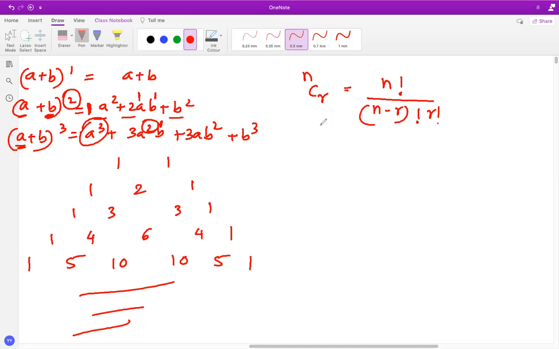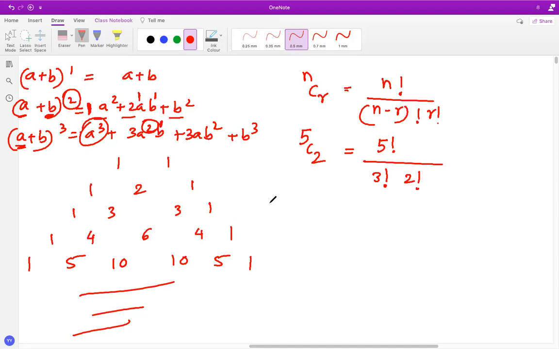Now, I'm going to first quickly evaluate a couple of expressions, like how to evaluate 5C2. It is read as 5 choose 2, or 5 combination 2, or 5C2, different ways. So the first thing I'm going to do is write down 5 factorial over 5 minus 2, which is 3 factorial, and then r is 2, which is 2 factorial.